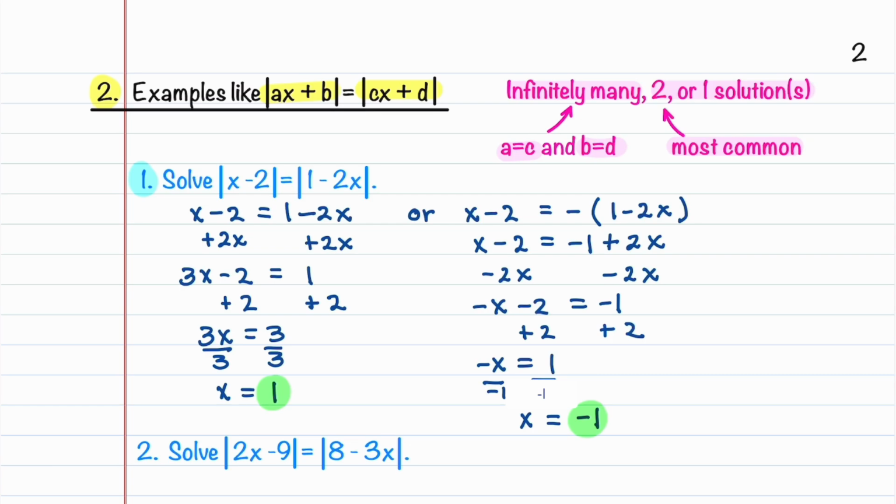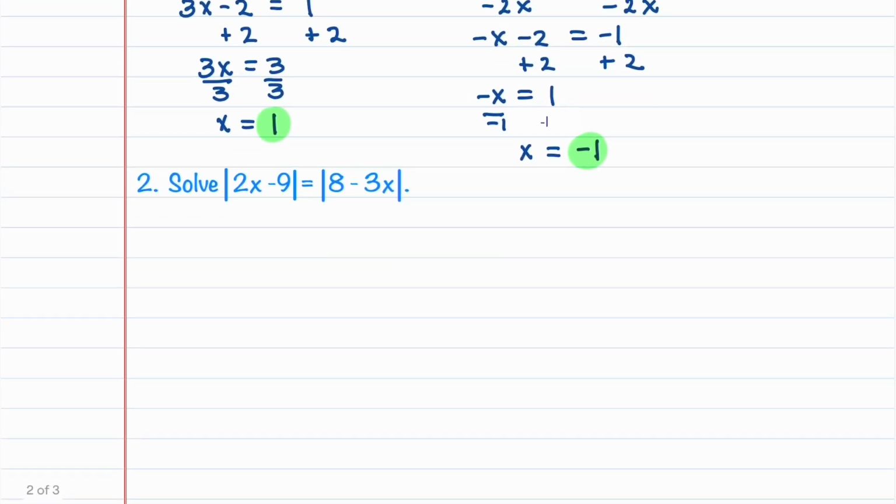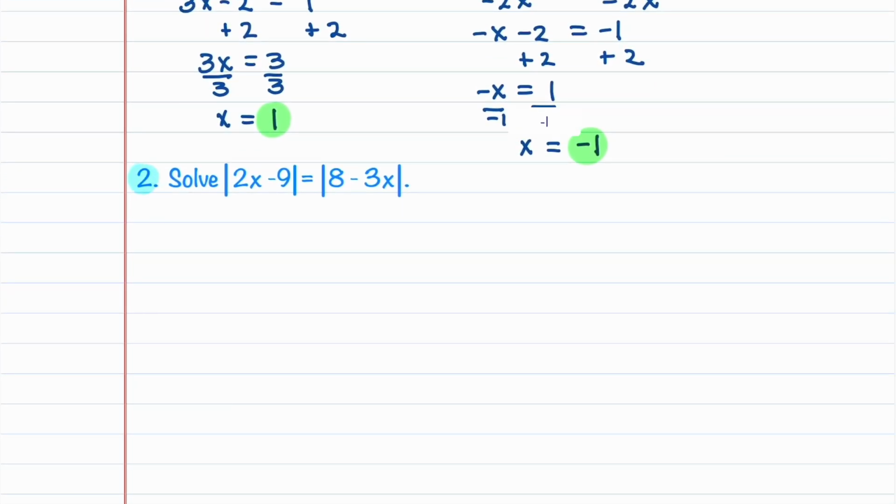Let's now do another one. You may want to pause the video and see if you can do this one on your own. I bet you can. I'm going to start with breaking it up into pieces. So I'm going to write our first piece, which is 2x minus 9 is equal to 8 minus 3x. And then we have an or. And then our negative piece, 2x minus 9, is equal to minus, watch those parentheses again, 8 minus 3x.